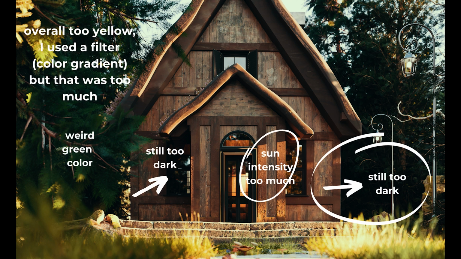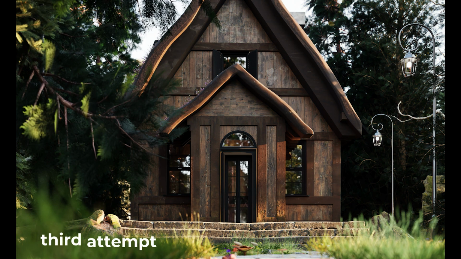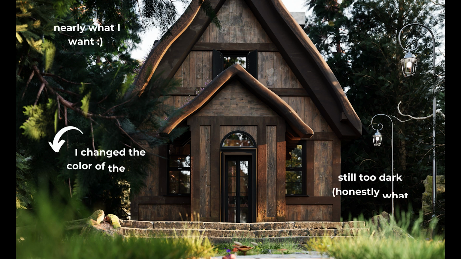So my second attempt, you see it's much too yellow. That's because I used some color gradient filter. Also, I used too much sun intensity and in some spots it's still way too dark. And also, I didn't really like the color of my trees, so I had to change this as well.